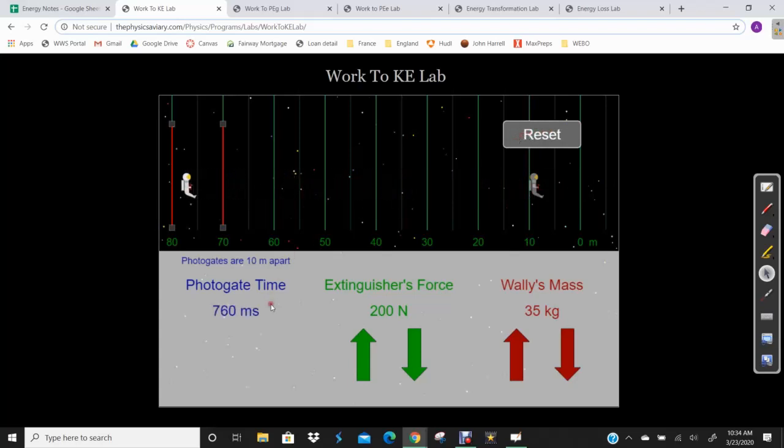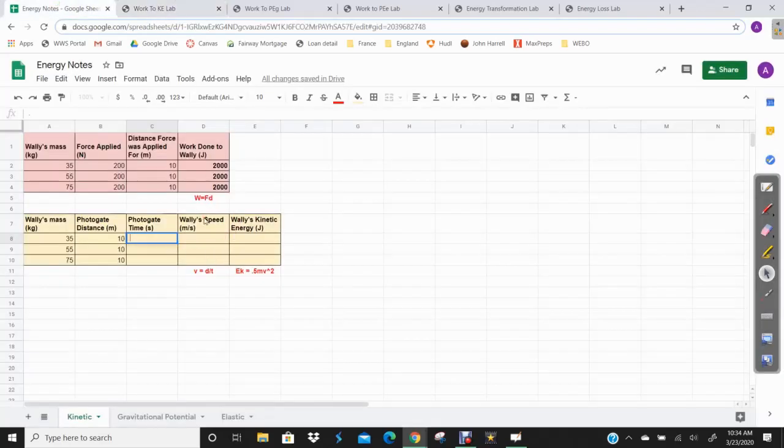And then you can see the time that it took for him to go through the photo gate was 0.931 seconds, because that is in milliseconds. So I have his photo gate time, and I know the distance that he covered was 10 meters. It took him 0.931 seconds. So to calculate his speed, all I have to do is his distance divided by the time it took him to cover that distance. I now know that he was moving 10.74 meters per second.